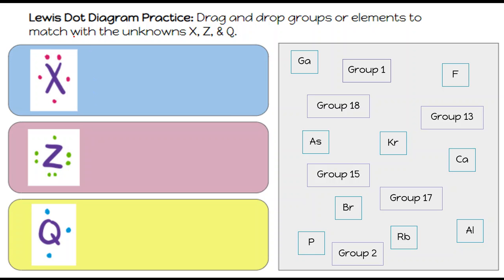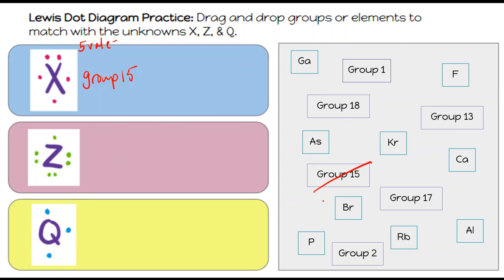Five valence electrons. Good. So we know there's 5 valence electrons, 5 dots. So what group? Group 15. I see that. Very good. So this is group 15. I'm going to cross that one off because I put that one in the right spot. Now I need to look at my periodic table and look for other elements that would be group 15.